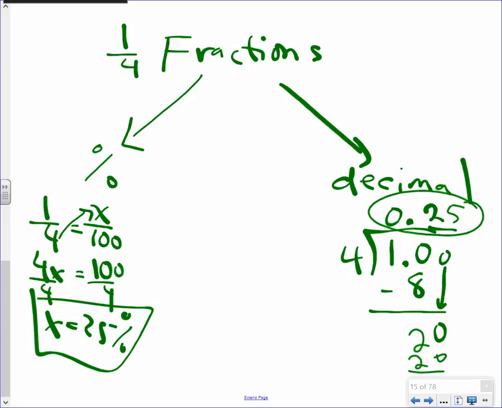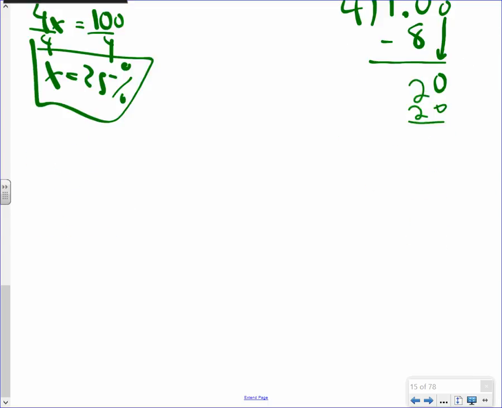That makes sense too, huh? Look at the 5 in the hundredths place. What's 25 hundredths? Well, that's 25%. Well, what's 25%? Oh, it's 1/4. So it means the same thing. Next one. Watch this now.